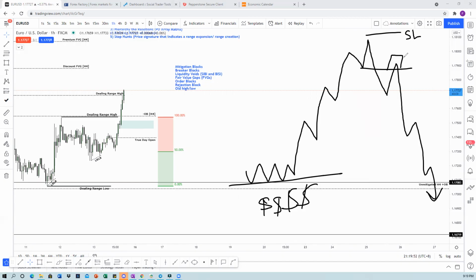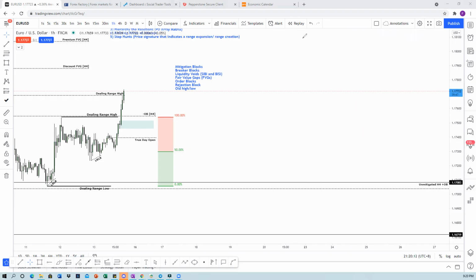So what does that mean? This means that the breaker was used as a point of reversal. The breaker was used as a point of reversal. Now, every breaker that you see, if you dive down to the lower time frame.